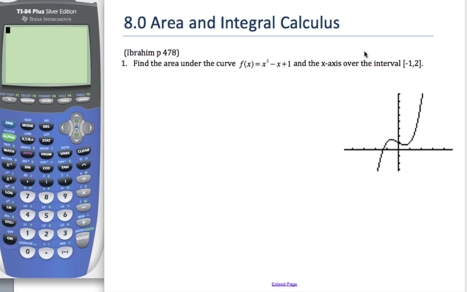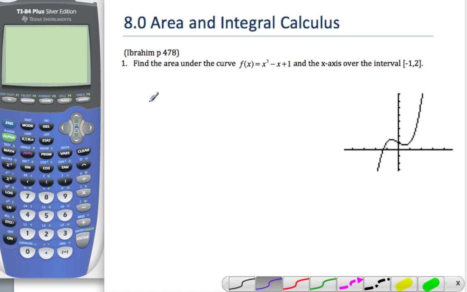Flynn, and we are here to talk about area underneath the curve. Okay, so if we look at calculus, the first example says: find the area under the curve of f of x equals x to the third minus x plus 1, and the x-axis. So it's asking us to find that from the x-axis over the interval of -1 to 2.